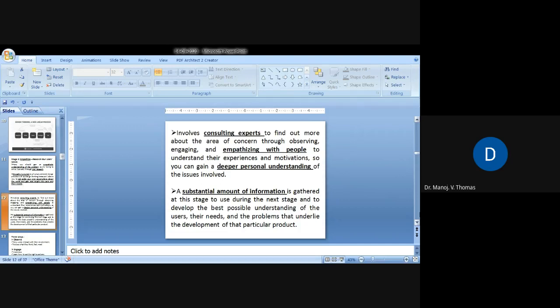So finally, what is the ultimate result? Deeper personal understanding of the issues. Why do you need deeper personal understanding of the issues faced by the people? Only then you can have a better design and better solution. So a substantial amount of information is gathered at this empathize stage, to be used during the next stage to develop the best possible solutions.